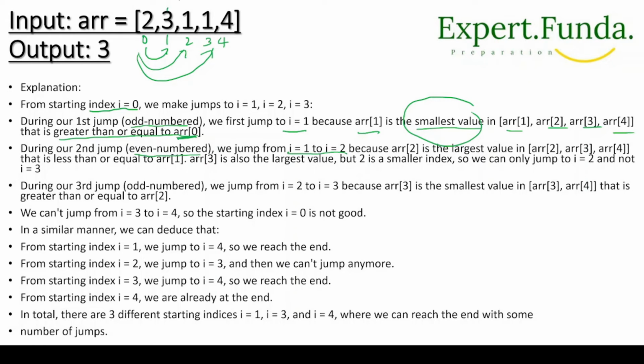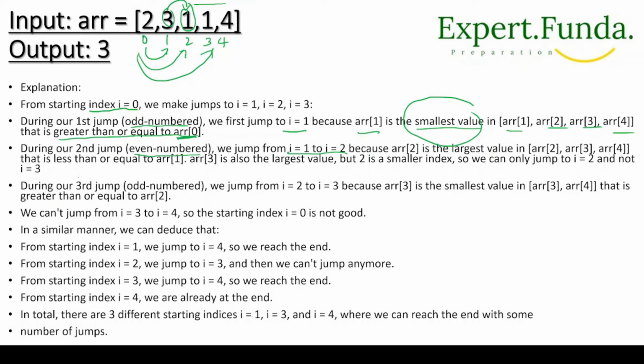So if we go from here to here, right, because array at 2, this element, is the largest value in these 3 elements, 2, 3 and 4, and it is less than or equal to array at 1, this element. So it is also the largest value, but 2 is the smallest index, and so we can jump to i equal to 2 and not to i equal to 3.